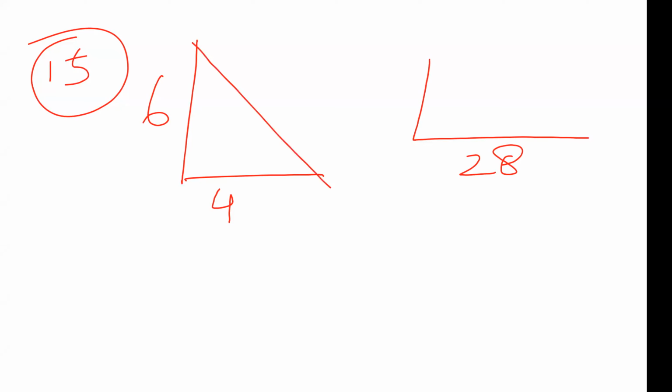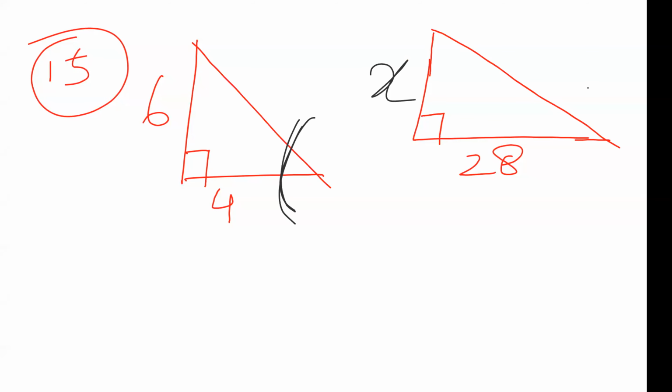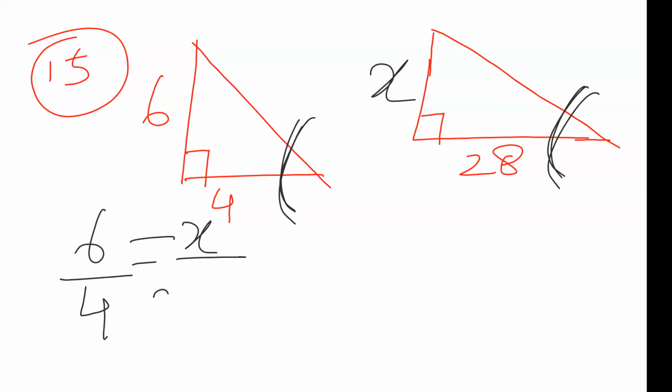Okay. Now see this one. In both triangles, this is 90. Now if I am considering this as X, these two angles are same. So using AA criteria, the triangles are similar. So the sides will be proportional. So 6 by 4 is equal to X by 28.